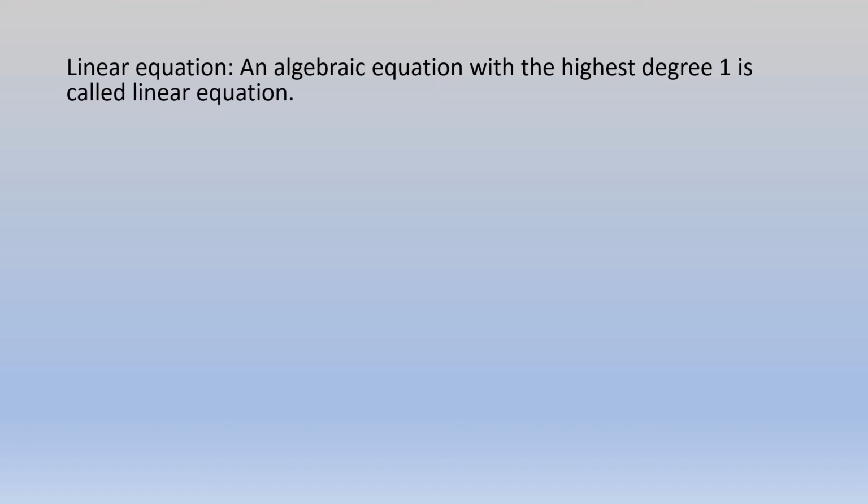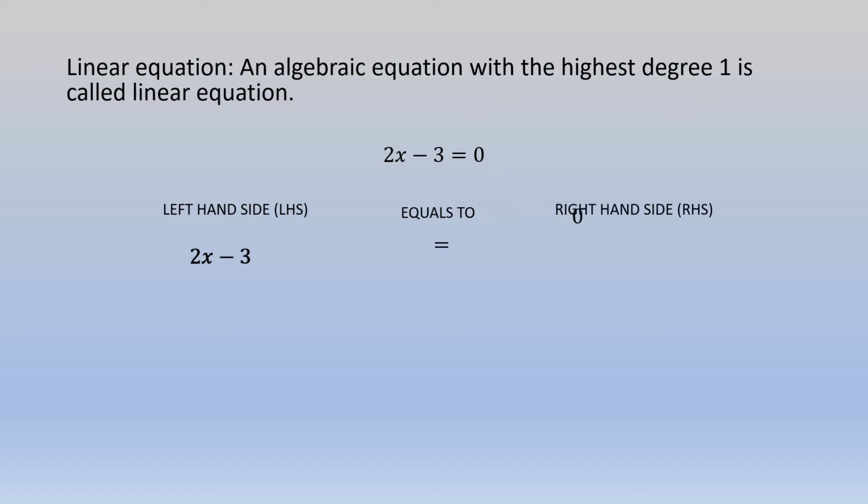Now let us see what a linear equation is called. An algebraic equation with the highest degree 1 is called linear equation. So we have 2x minus 3 is equals to 0. This is the linear equation having left hand side, which is also known as LHS, and then we have an equal to sign, and then we have the right hand side, also known as RHS, which is equals to 0. So these are the different parts in an equation. Now let us further divide these parts and understand them.